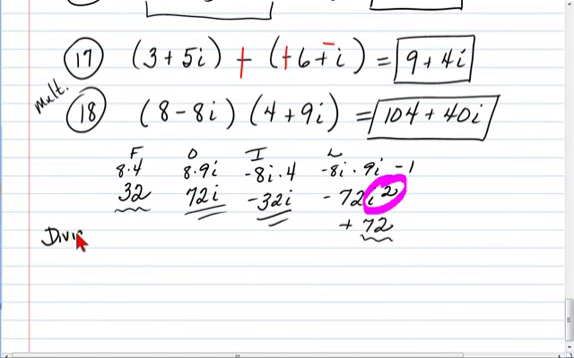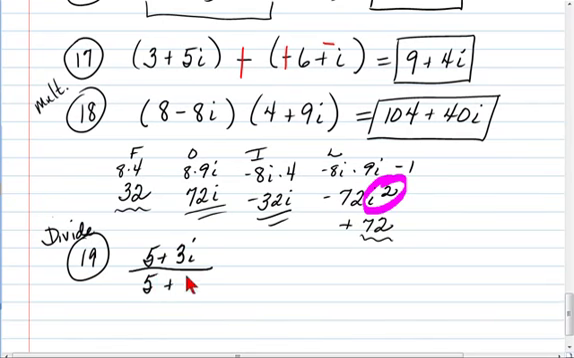Number 19 asks me to divide, and the problem is 5 plus 3i over 5 plus 2i. Just like I did with radicals, I'm going to multiply by the conjugate, which is 5 minus 2i, 5 minus 2i, conjugate of the denominator.